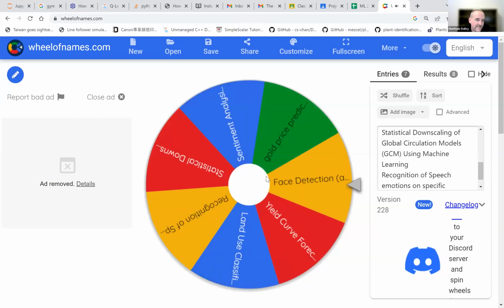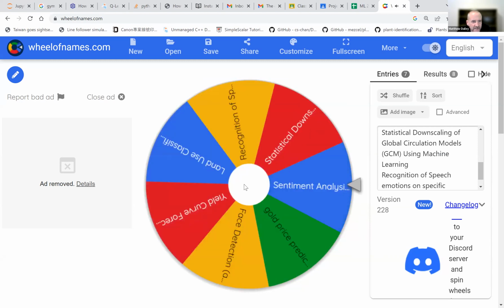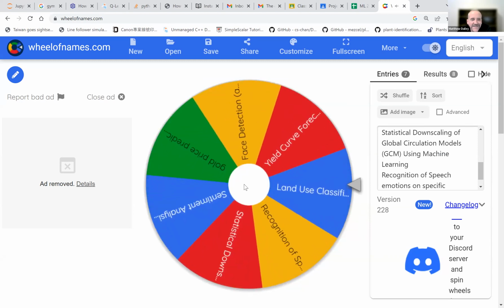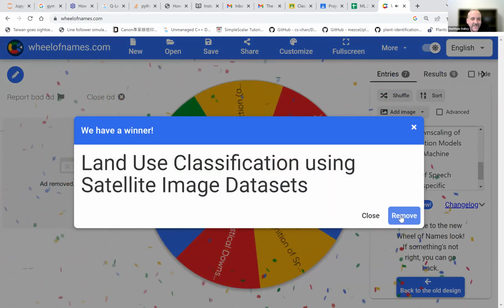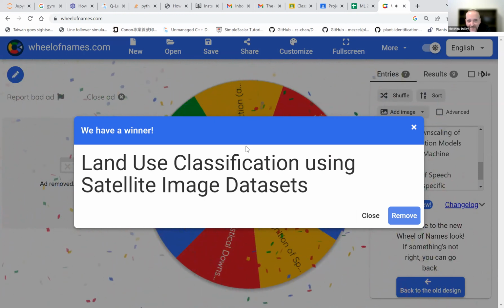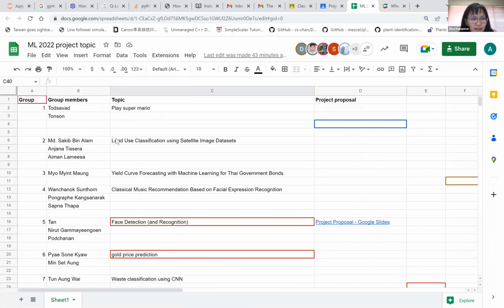Other questions, comments? Okay. Go next. Are we going to finish on time, or are we going too slow? I guess we can make it, I hope. It's about 3 minutes per group or something. Yeah, it should be in time. Okay. Where is land? Okay. Sakip, Anjana, Ayman.